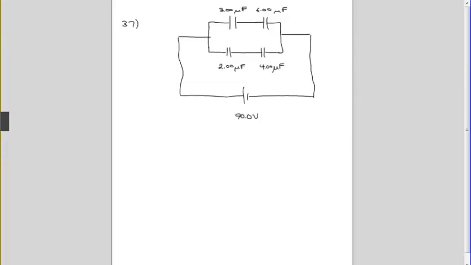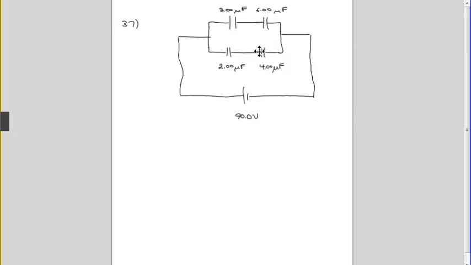This is problem 37, chapter 16. Let's read what it says. For the system of capacitors shown in the figure, find the equivalent capacitance of the system, the charge on each capacitor, and the potential difference across each capacitor.